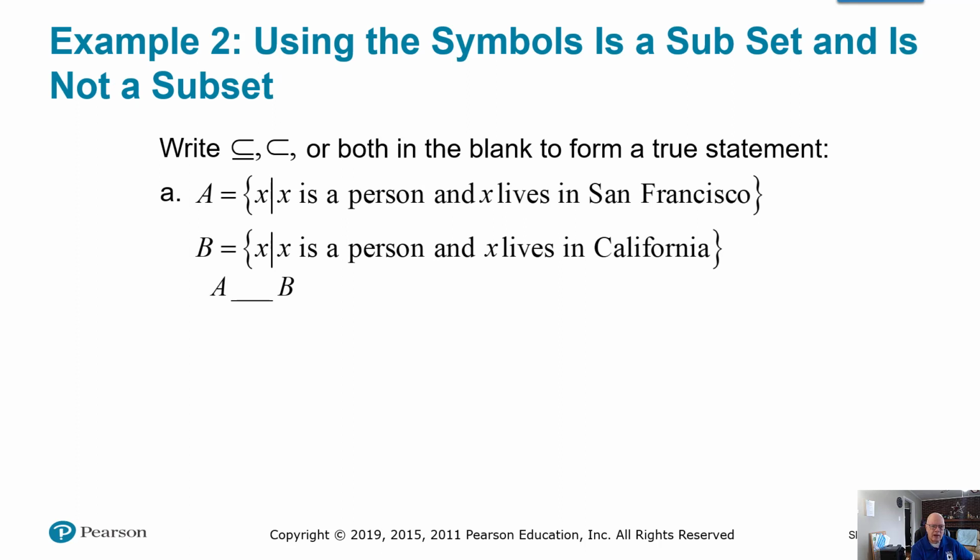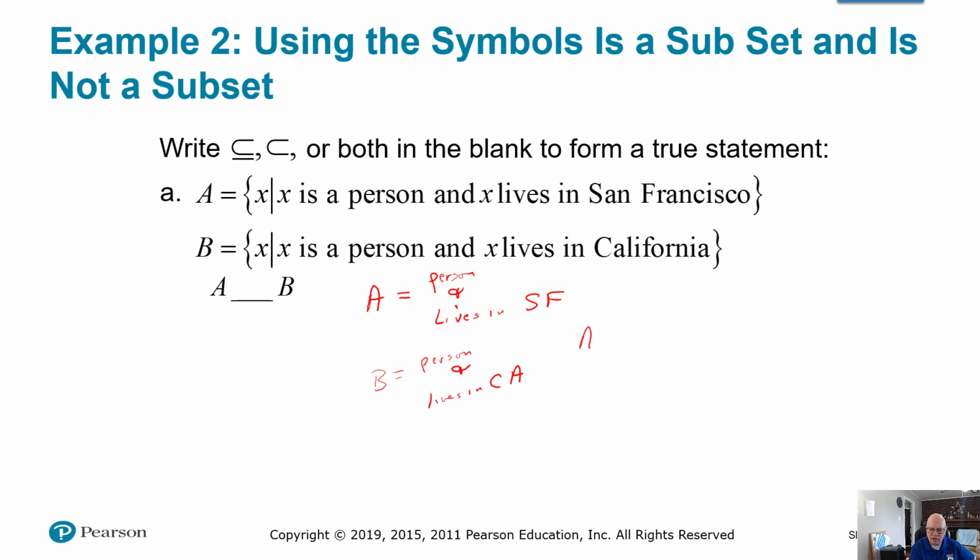So for example, we've got sets A and B here. So what is A? You've got a person who lives in San Francisco. B is a person who lives in California.